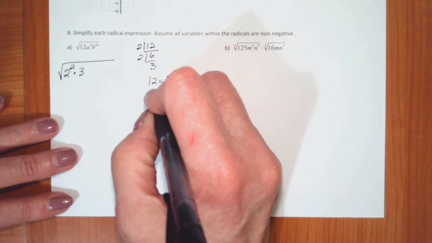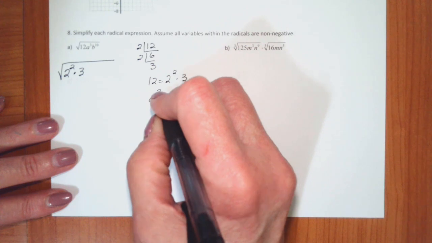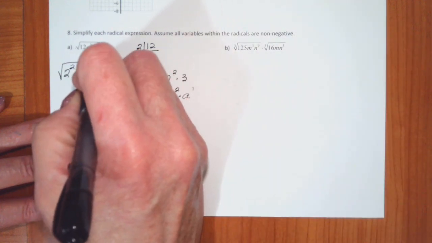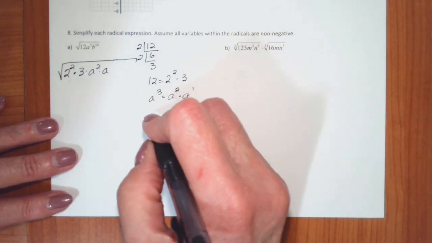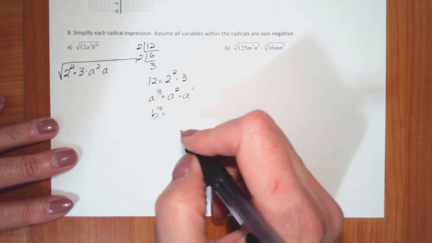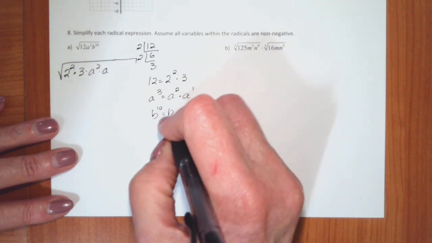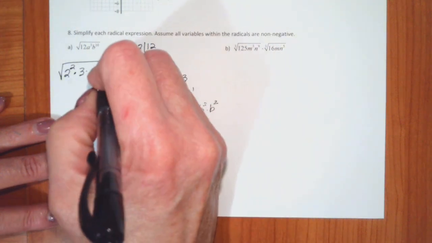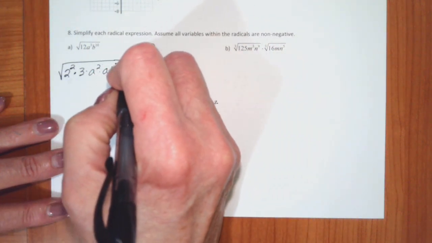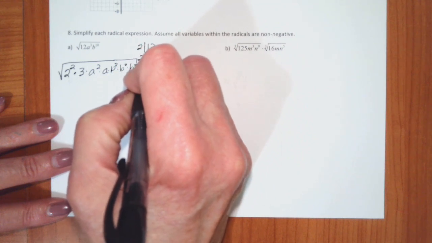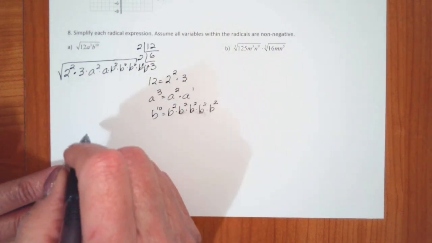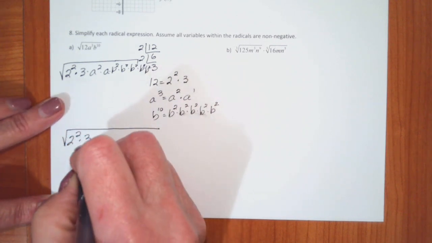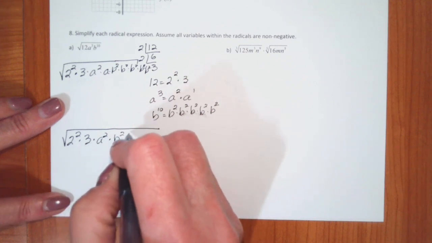I know a to the third can be written, I'm looking for powers of 2, and 3 is bigger than 2, so I can write it as a to the second times 1a. And I know that b to the 10th, I can write that as b to the second 5 times: 2, 3, 4, 5. I never leave myself enough room here. So this becomes 2 to the second times 3 times a to the second and b to the second 5 times.